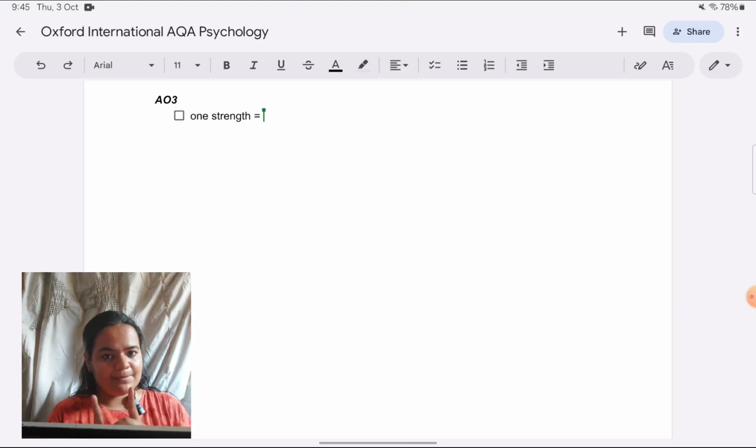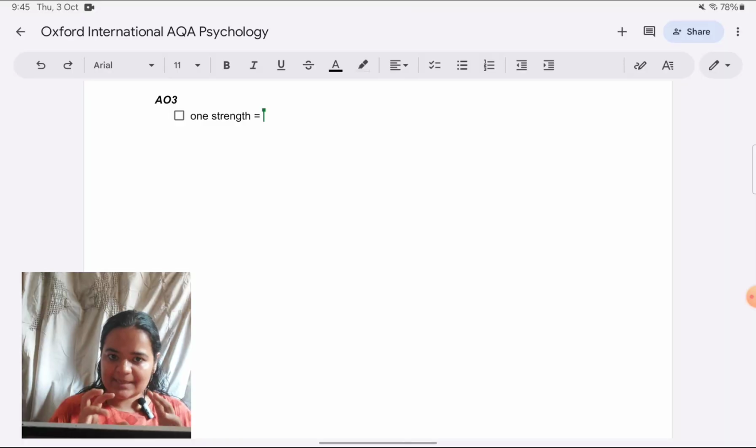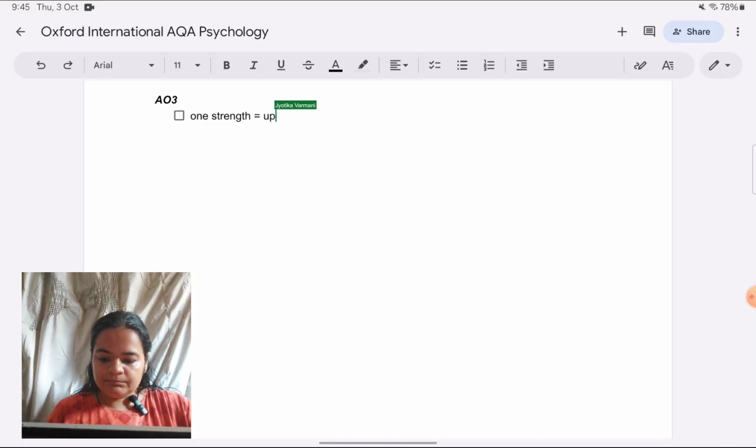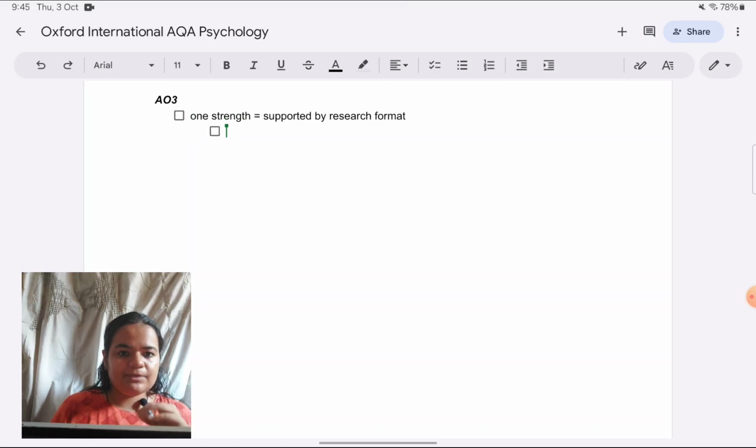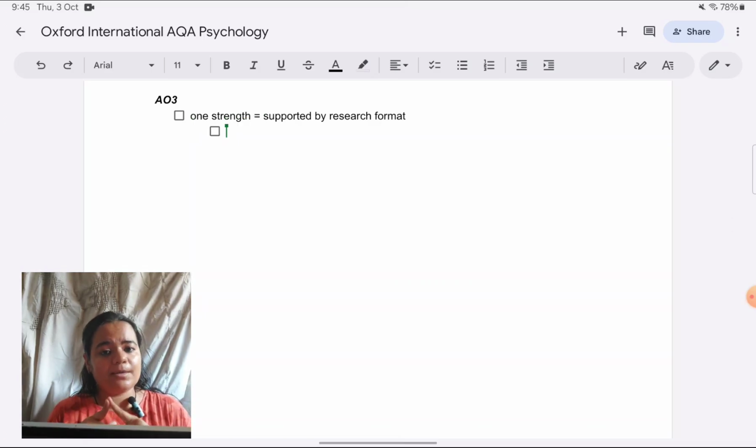One strength of the MSM, in my opinion, is it does have research support. That's the point I'm going to make. In the PEEL format, we know what we have to do next. We have to say how. Now that the feature we have given as a strength, how is it applied in this model.